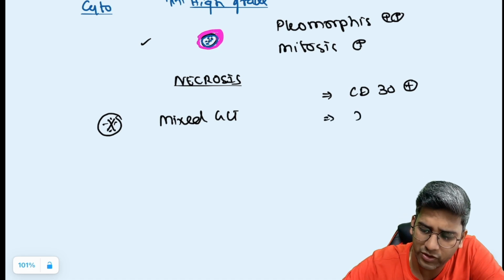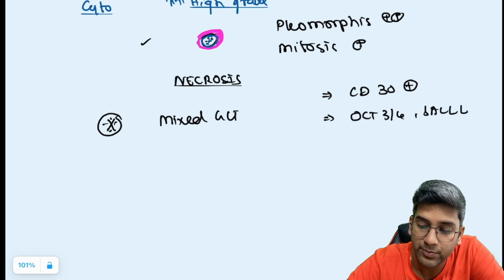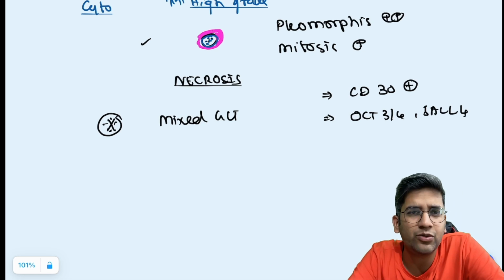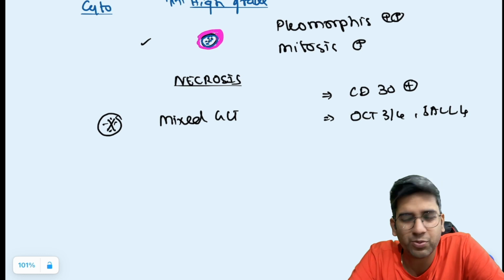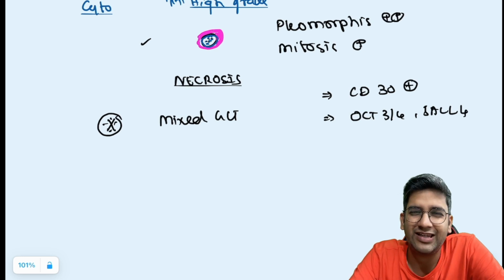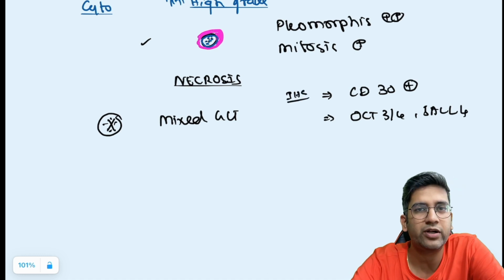I think OCT3/4 and SALL4 is more than enough for you to say it's a germ cell origin, especially if the tumor is coming from the mediastinum or the retroperitoneum, where generally I don't see much of germ cell tumors, right? PLAP is positive. I'm not going with PLAP. PLAP does not have very good specificity, it's very heterogeneous positivity. These three markers are more than enough for you to pinpoint embryonal carcinoma.